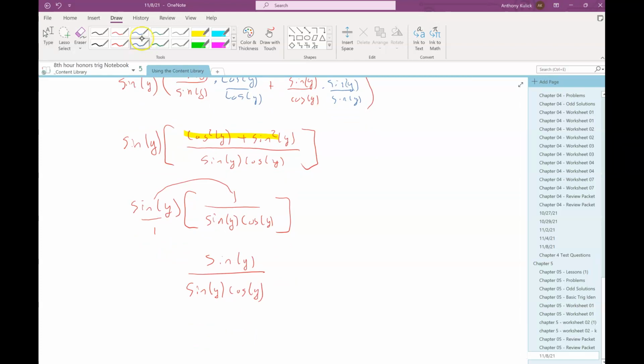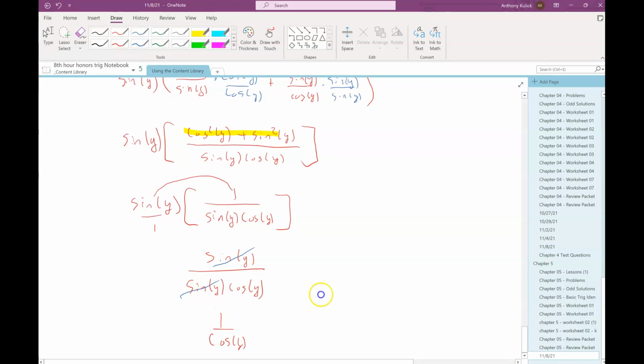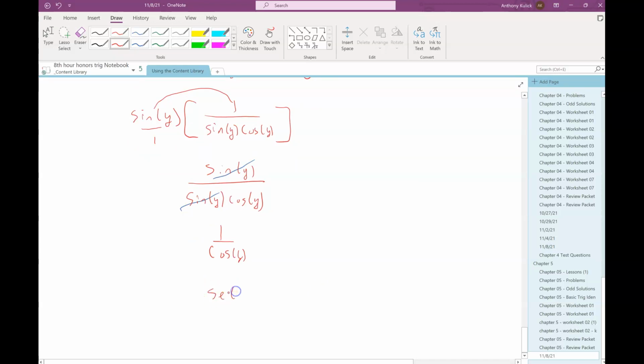What do you see? Cancel the sines. What do we get? Which is the same as? Secant. Oh, Mr. Kulik. What a sense of humor. All right. We'll stop.